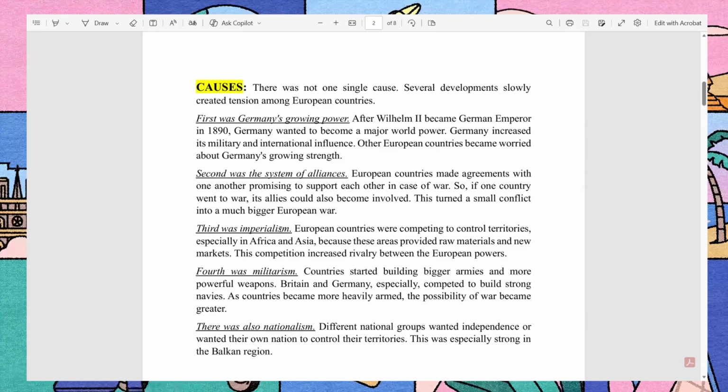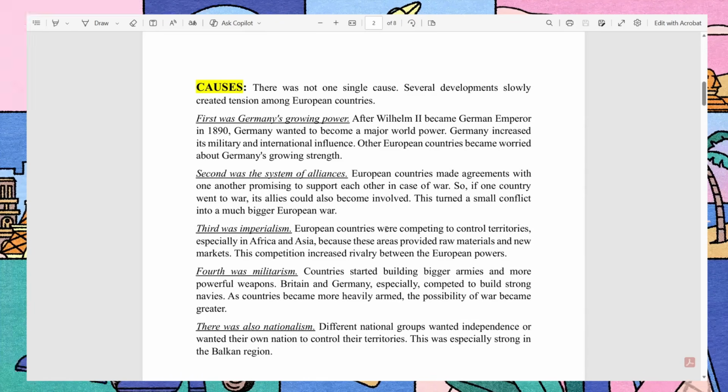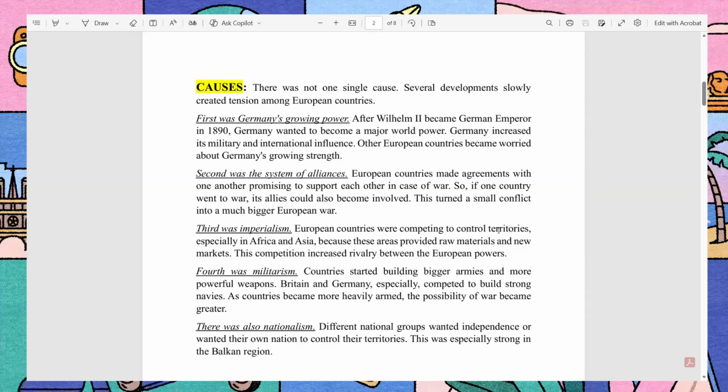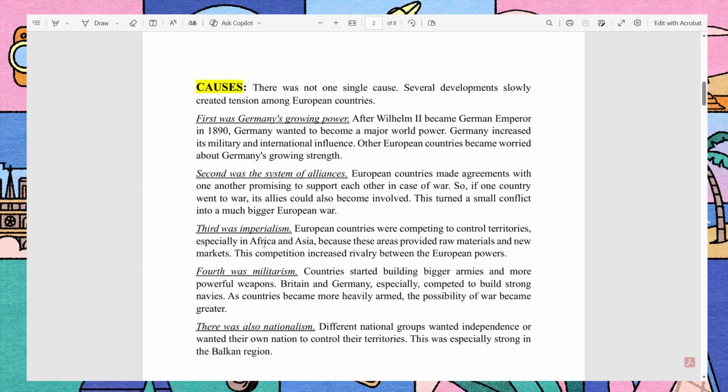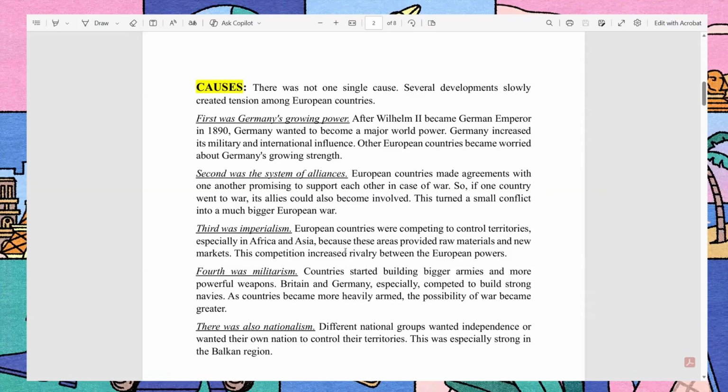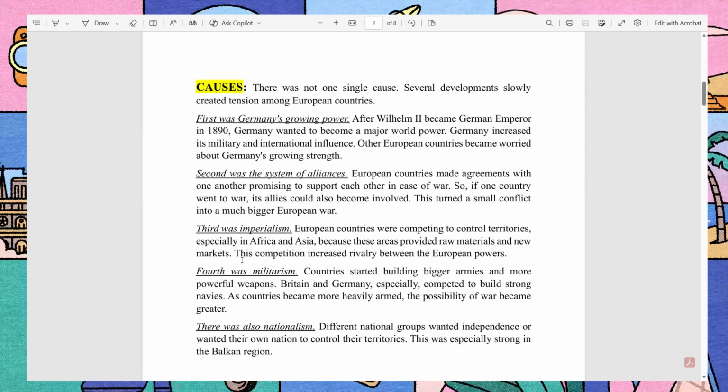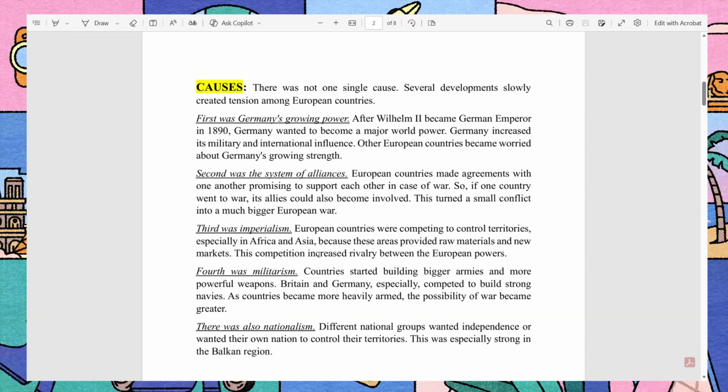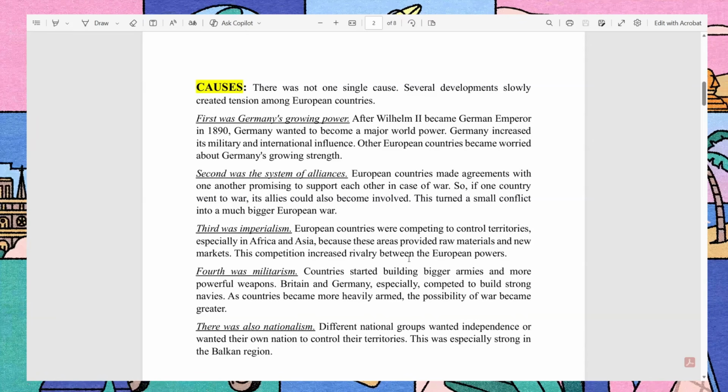Third was imperialism. European countries were competing to control territories, especially in Africa and Asia, because these areas provided raw materials and new markets. This competition increased rivalry between the European powers.